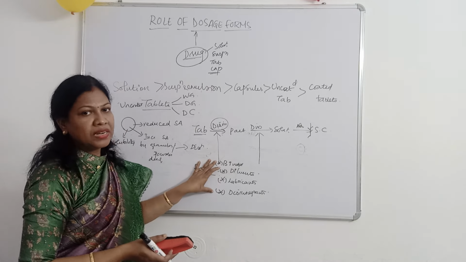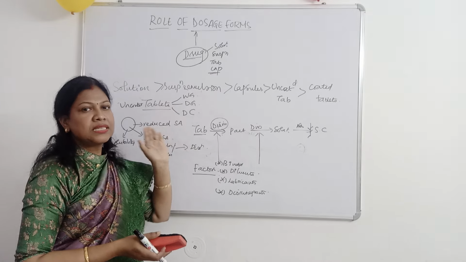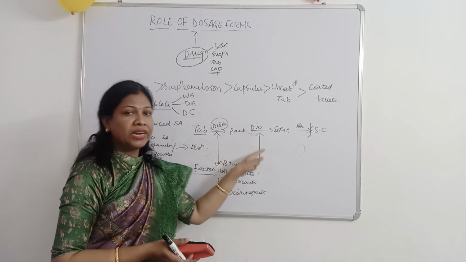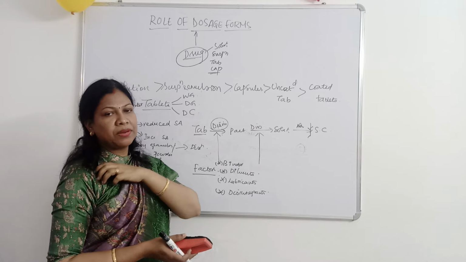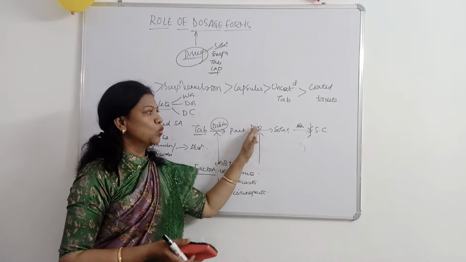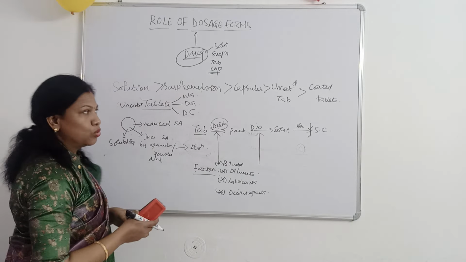So these are all the factors which will affect drug absorption when the drug is given in the form of a tablet dosage form. So the rate limiting steps in the case of tablet dosage form are its disintegration and dissolution. These both will limit the rate of drug absorption through the oral route.